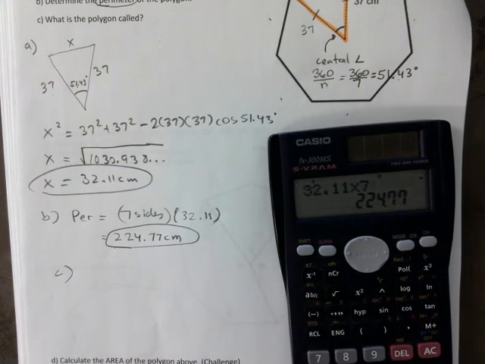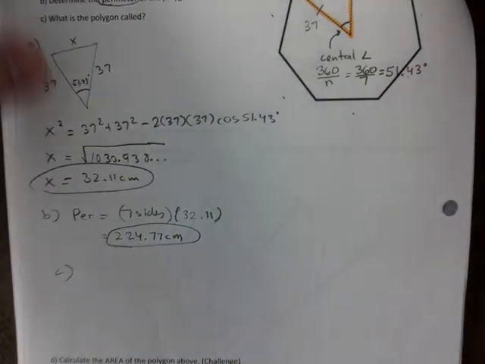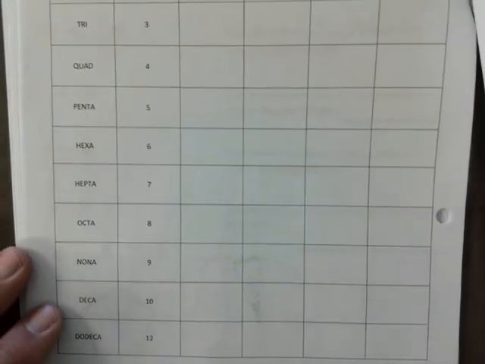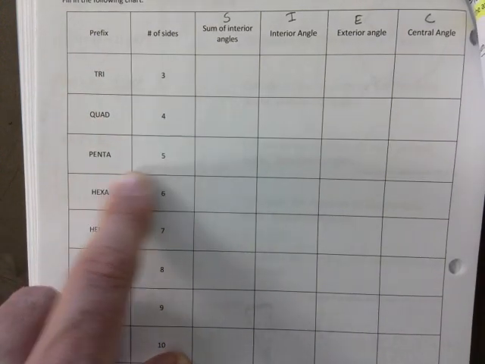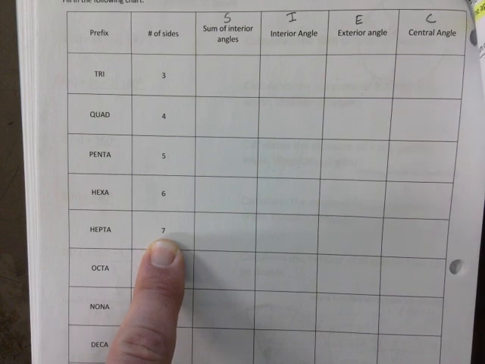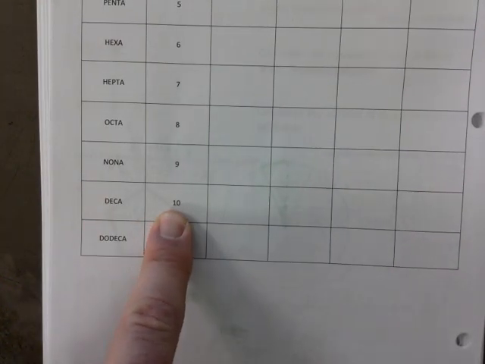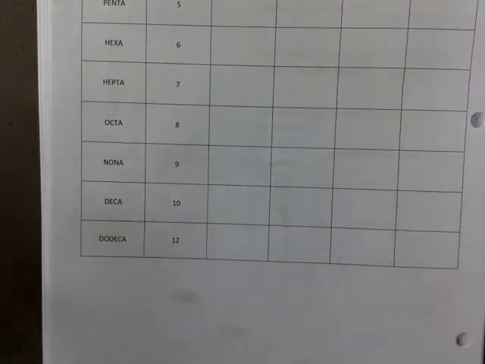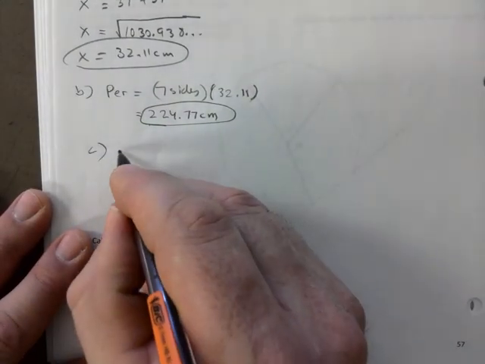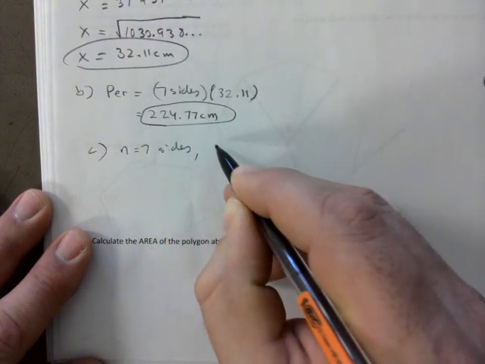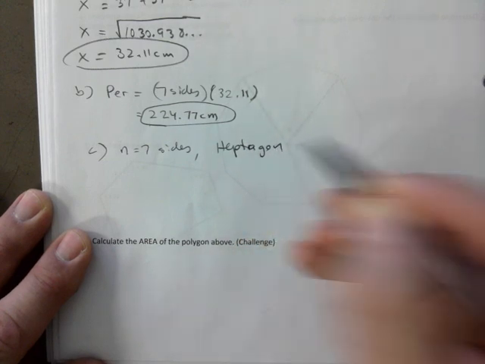What's this polygon called? Anybody brave enough? 7-sided? Remember that table I gave you? If you watch the video, you know what I'm talking about. I'll show you though. If you go to page 53, triangle, the prefixes give you the number of sides. Quadrilateral, penta, hexa, hepta is 7. I go all the way to deca, which is 10, and dodeca is 12. I don't have one for 11, but I would expect you to know all the way up to there. Not very common that you need to remember that, but if it does, you should know. N is equal to 7 sides. This is a heptagon.